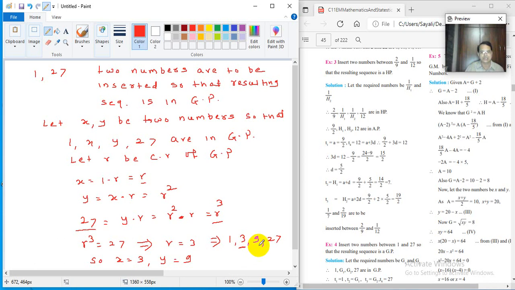So this is the answer, 3 and 9. ह्या दोन टर्म्स आपण इन्सर्ट केल्या. By inserting those two terms between 1 and 27, you can easily see that now this is geometric progression. एकला मी 3 ने गुणलं की 3 मिळतं, त्याला पुन्हा 3 ने गुणलं की 9, त्याला पुन्हा 3 ने गुणलं की 27. Like this it goes on. I hope you understood this. This is very simple problem.